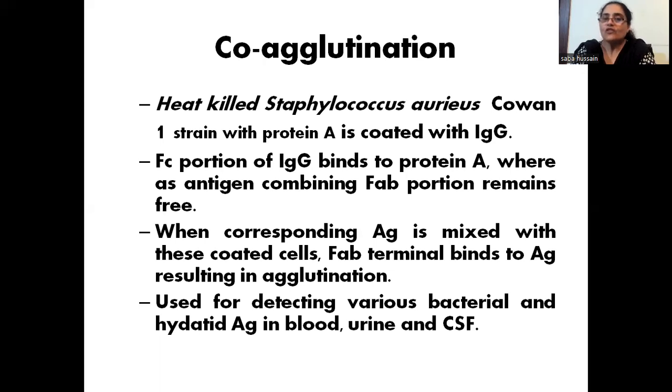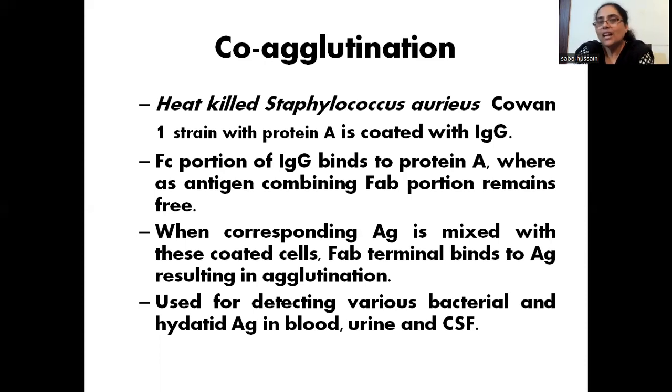And then the FC portion of IgG. The FC portion is the crystallizable portion, a fraction which is crystallizable. If you want to know more about these immunoglobulins and their structures, you can go to my previous videos where I have talked in detail about immunoglobulins. Here, what you remember is that the FC portion of IgG gets combined with protein A, whereas the antigen-combining FAB portion, the portion where antigen combines with the immunoglobulin, remains free.